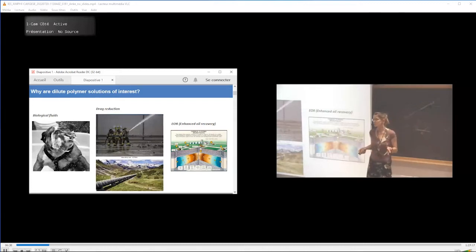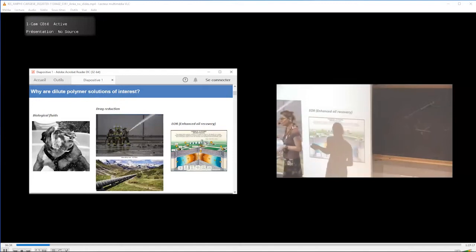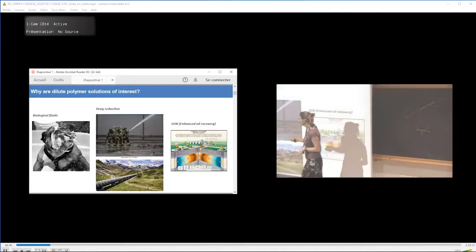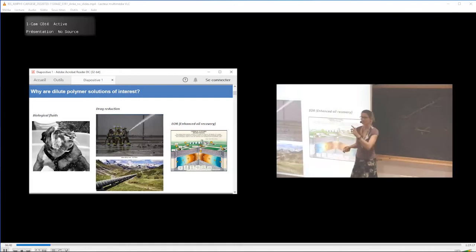Because actually there are many situations where they're important. So first of all, in many biological fluids, we have polymer solutions. Here this is a dog that actually shreds his saliva. You can do simpler things, maybe not right now, but just take a little bit of saliva between two fingertips and open your fingertips, and you will see something quite stable form from your saliva.